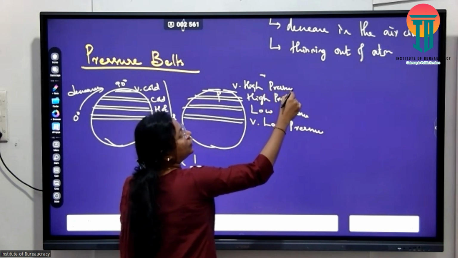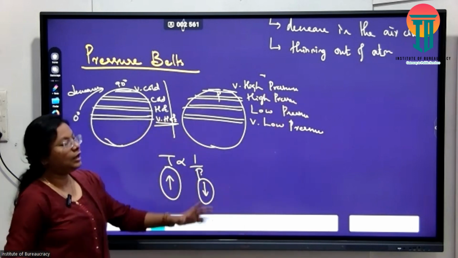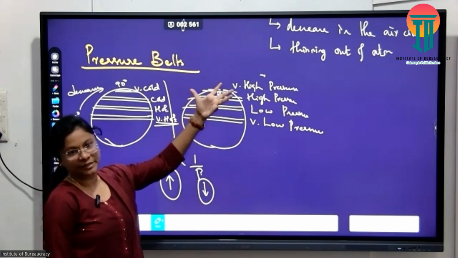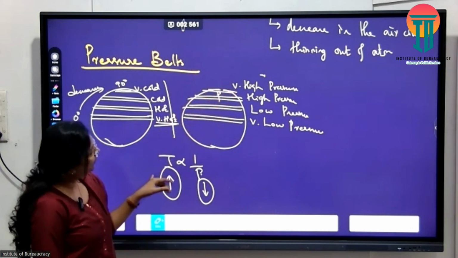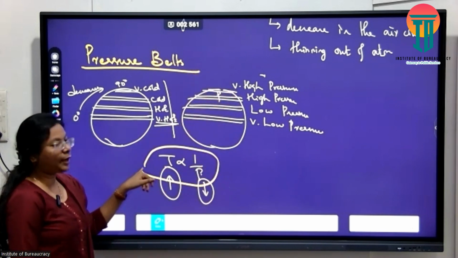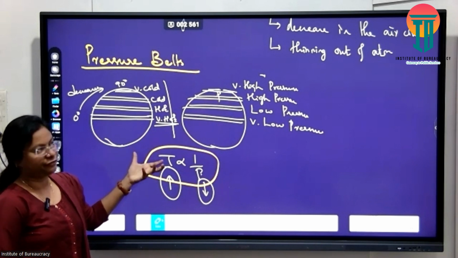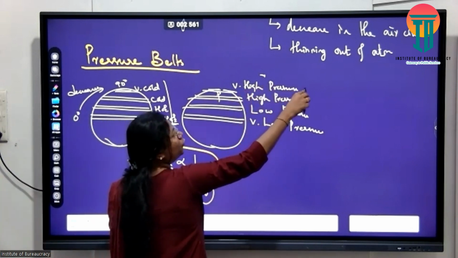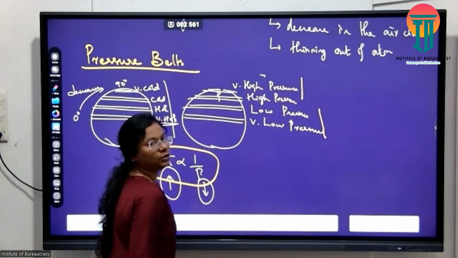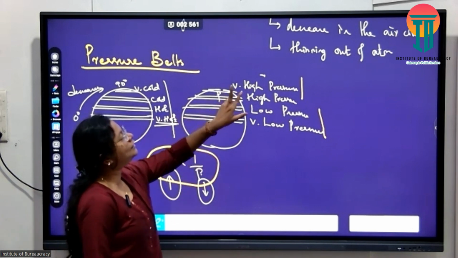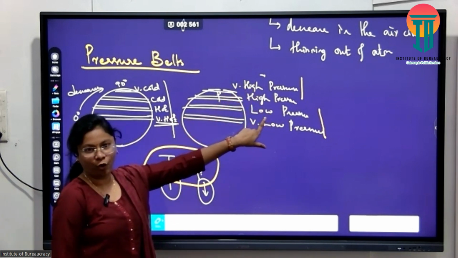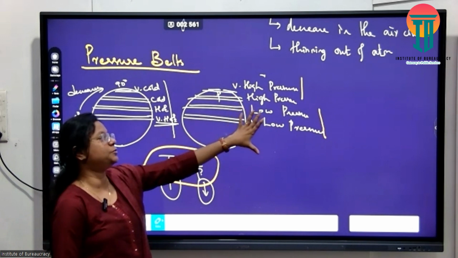So this could have been the distribution of pressure belts, primarily depending upon only your thermal factors, that is, temperature factors. Too high and too low. Means two belts of high pressure and two belts of low pressure.